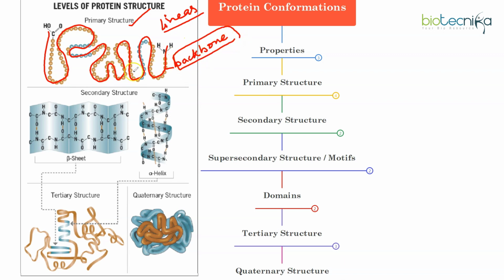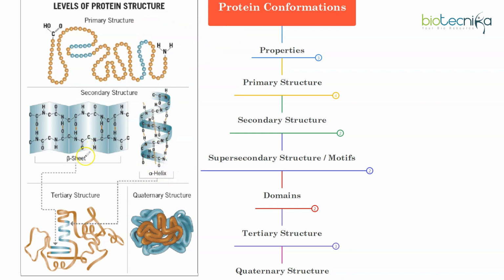Now when this backbone takes a certain kind of shape, as you can see here, this backbone has taken the form of a helix structure. Or here the backbone is in the form of a pleated sheet structure. In those cases, the structures formed are called secondary structure. That is the second level of structure, right?